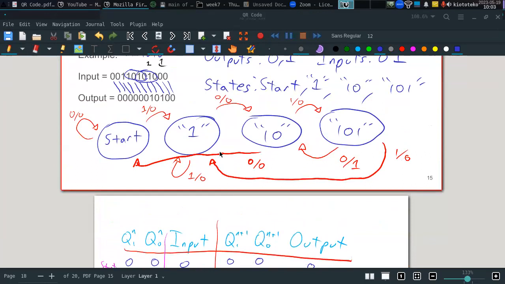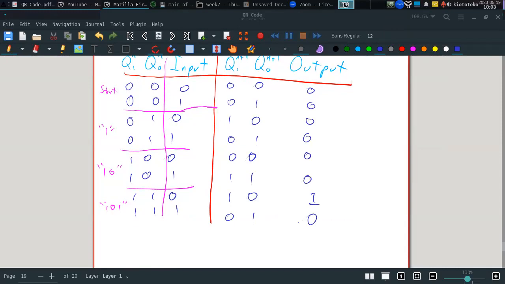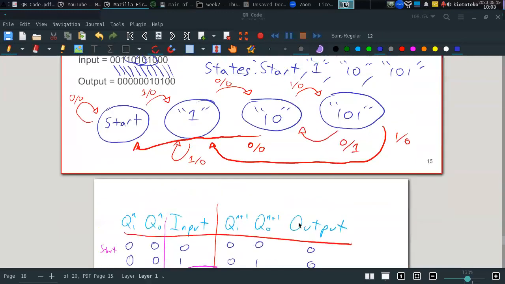And let's see all our outputs. There's only one case when we have a 1. And this is when we go from the state 1, 0, 1 and we get a 0, no? So this would be when we get a 1. The rest are zeros. Yeah, no? Yeah.